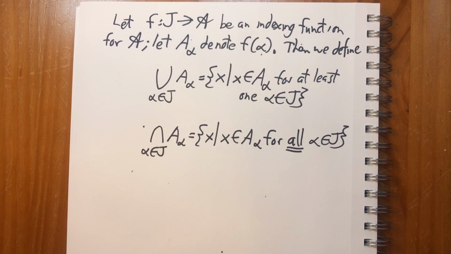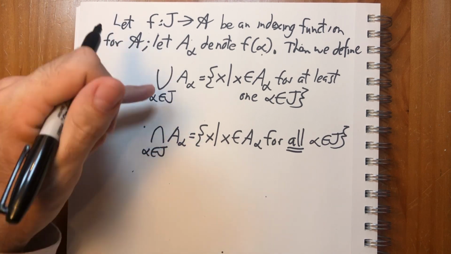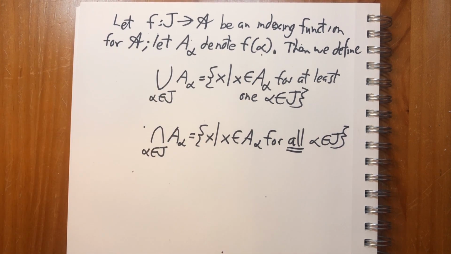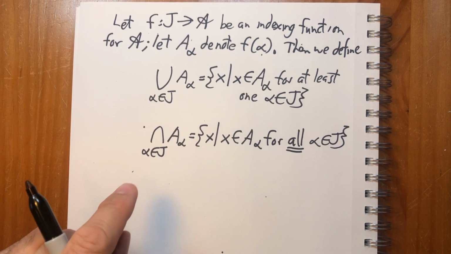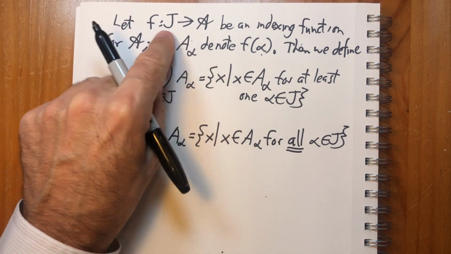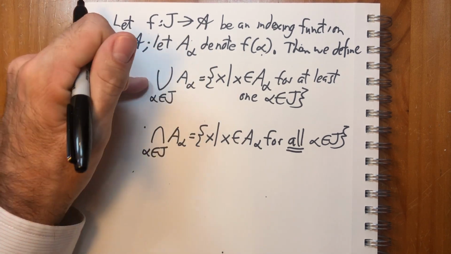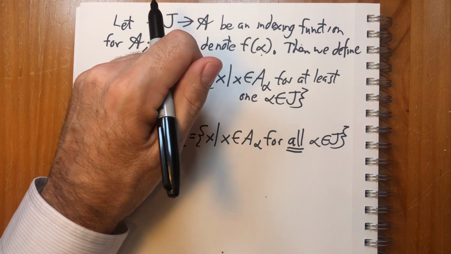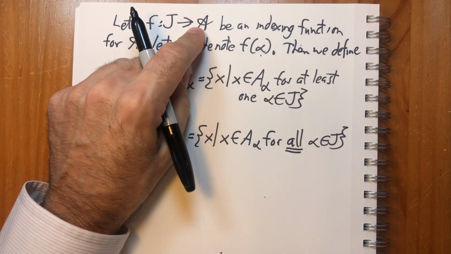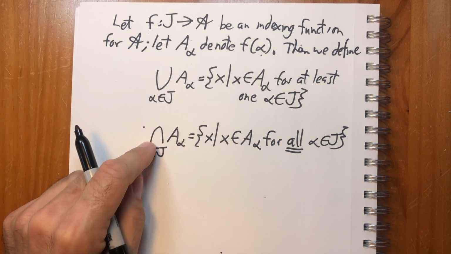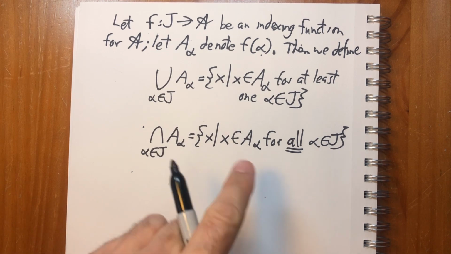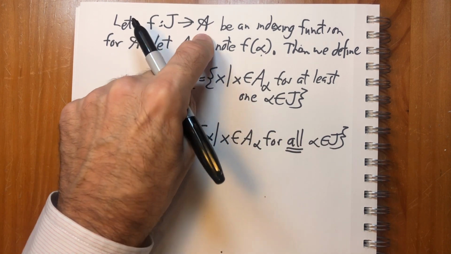So these are simply new notations for the general union and intersection that we defined last time. But you can see at once that since the indexing function is surjective, this one equals the union of all of the elements in the collection A, and this one equals the intersection of all the elements that are in the collection A.